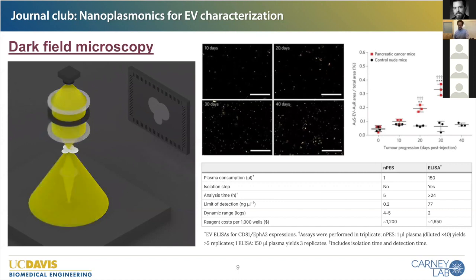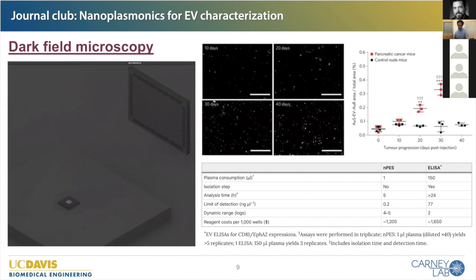So they showed that they could use 150 times less plasma compared to ELISA. They can get down to 1 microliter of biofluid. They didn't have to isolate past the initial 10,000 g spin, and they showed pretty convincing sensitivity and reproducibility. So it's pretty exciting.